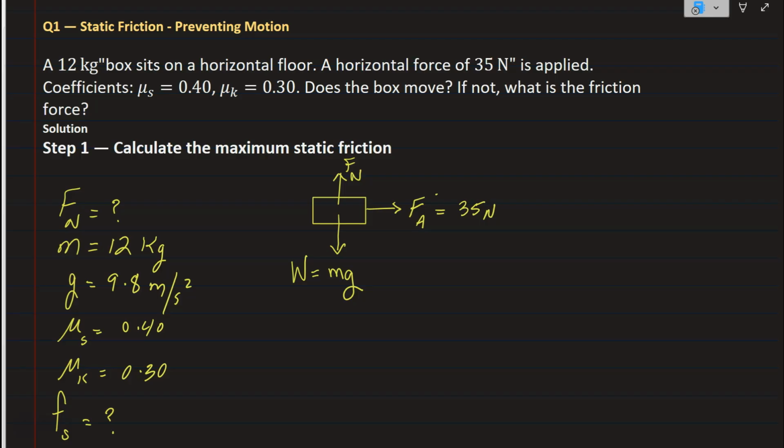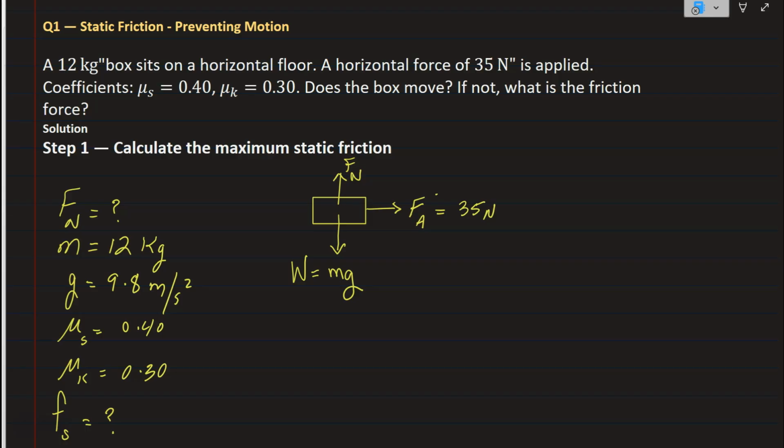Okay, step one, let's figure out what it is that we do have. Well, we don't know the normal force. We're going to calculate that. We know the mass. We know the acceleration due to gravity. We know the coefficient of static and kinetic friction, and we just need to know the force of static friction if it moves. Then we're going to figure that out.